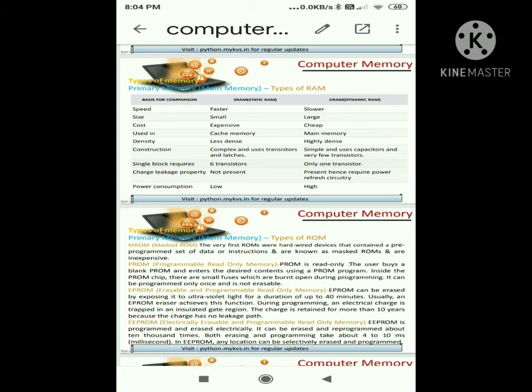Then we have EEPROM, that is electrically erasable and programmable read-only memory. What does it mean? It means it is programmed and erased electrically. It can be erased and reprogrammed about 10,000 times. Both erasing and programming take about 4 to 10 milliseconds. That is very fast.